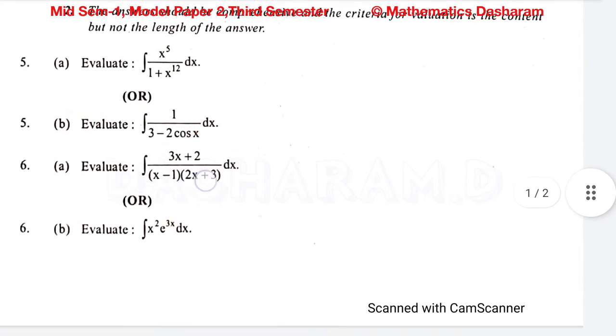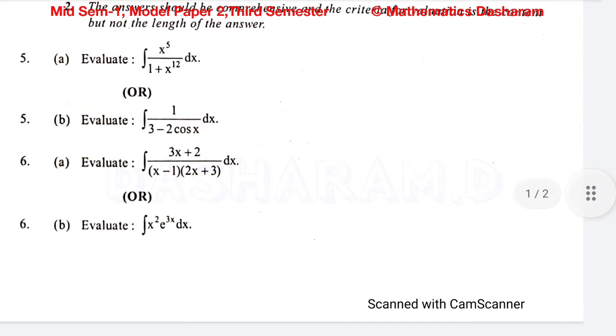So fifth, we have internal choice. You can attempt either A or B, and here in the sixth bit A or B. First, fifth bit A question: evaluate integration x to the power of 5 divided by 1 plus x to the power of 12 dx. This question is also given in the previous model paper.